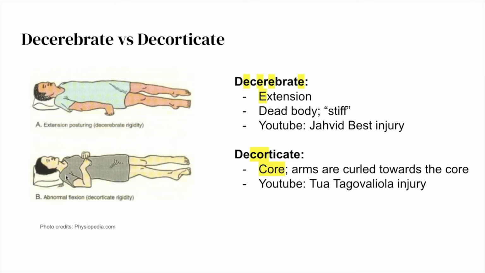Moving on to decorticate posturing, you can see here there's abnormal flexion rigidity. Decorticate, core: your arms are going to curl towards the core. That's how I remember it. Here you can YouTube another football player. We love sports in my household, so you can YouTube this Miami Dolphins player and see him after he gets hit. He goes down and right into this decorticate positioning where his arms curl up towards his core, his chest, and his face, and he exhibits that abnormal flexion response.